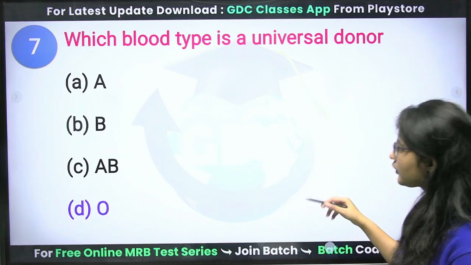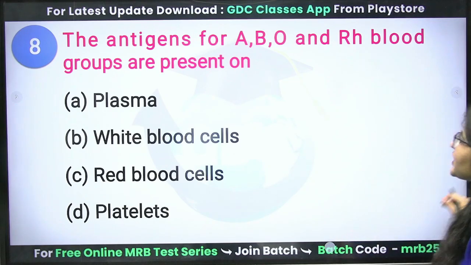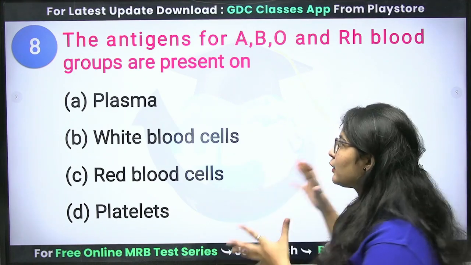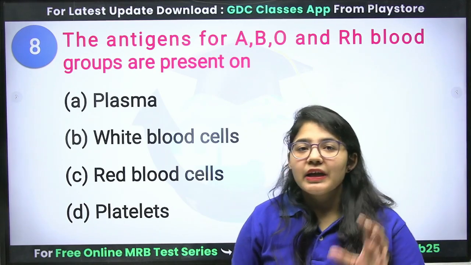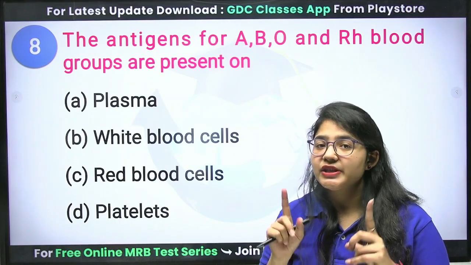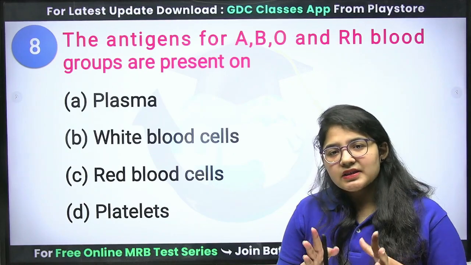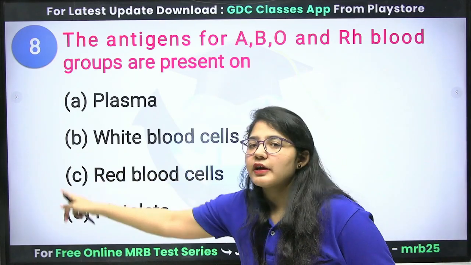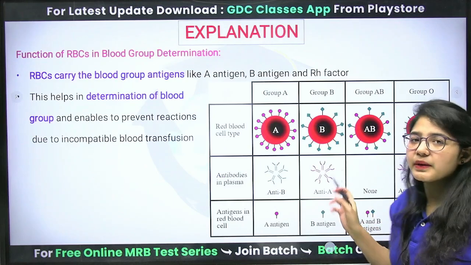Clear? Okay. Next question. The antigens for A, B, O and RH blood groups are present on. The antigens A, B and O and also the RH factor, which defines the positive and negative blood group. If the RBC contains an antigen as well as the RH factor, that is the antigen D, then your blood group will be A positive. Clear? If it has only the A antigen, your blood group will be A negative. So these are present over your red blood cells. Clear? Okay. The correct answer is red blood cells.